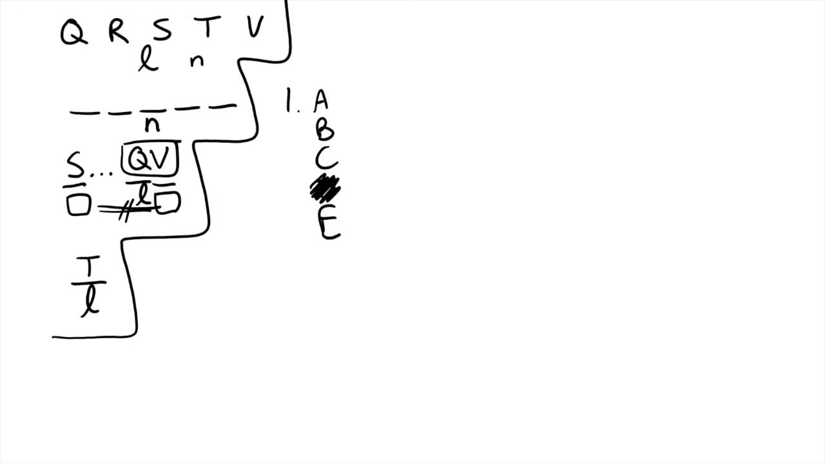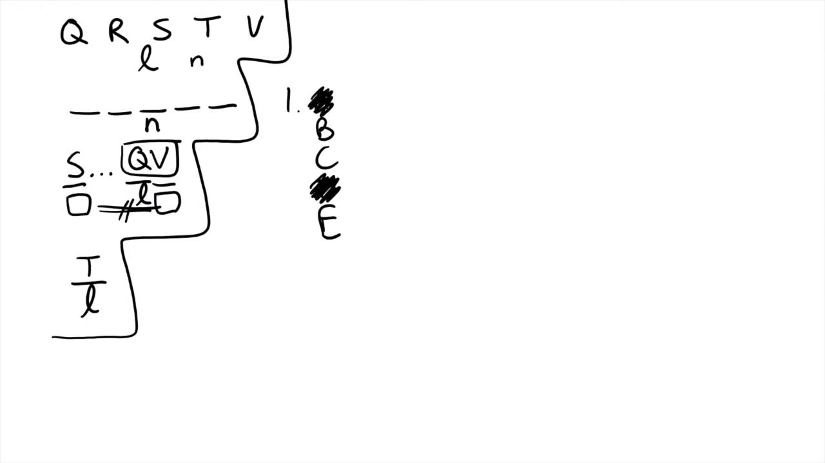So now let's look at this big rule. Let's maybe split it up. Let's first look for S before Q and V and QV next to each other. So A, I see that S is before Q and V, but Q and V are not next to each other. So A is not correct.